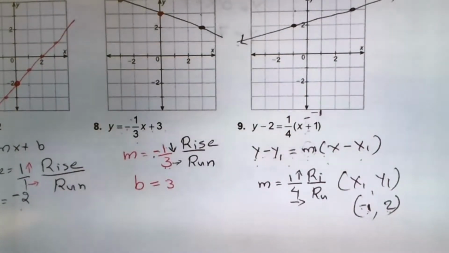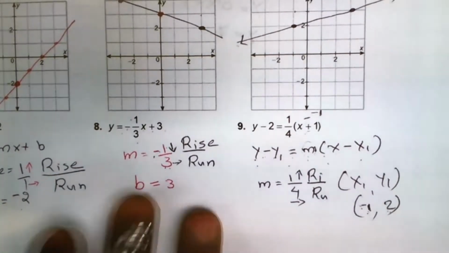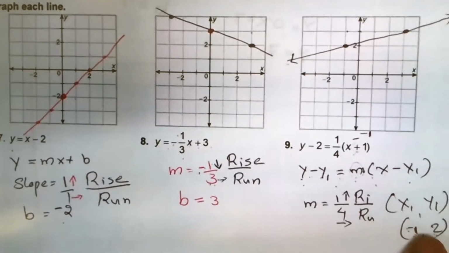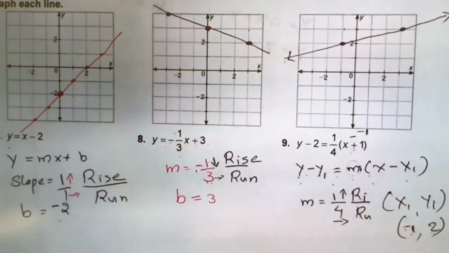So in order to draw a graph, you need to have a starting point. Most of the time, the y-intercept will give you the starting point. Sometimes the equation is given in point slope form. Then you have to identify that particular point, what we did here. Then you have to apply the slope, rise over run, from the point that we have.